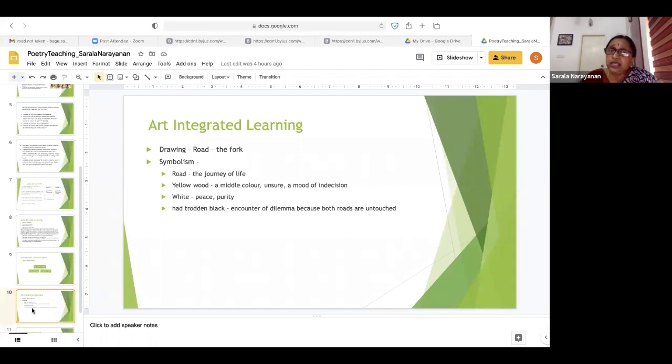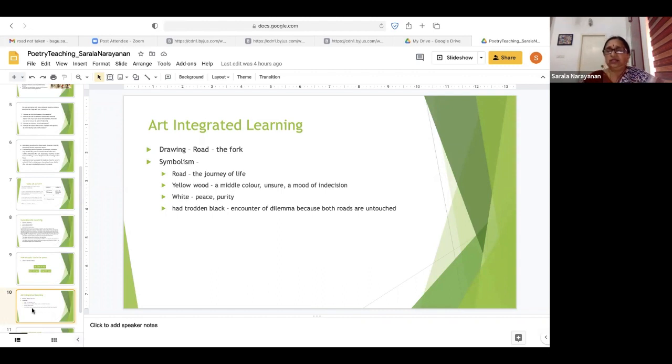But he is using another phrase: had trodden black. When do the leaves turn black? By people stamping on them. Isn't it? So here again, black is a symbol of mourning and gloom. Again, when he sees that this road has not been used by people, he is in a dilemma, because this road has been left untouched. People have not walked on it. That is why the leaves are still yellow, not turned black.